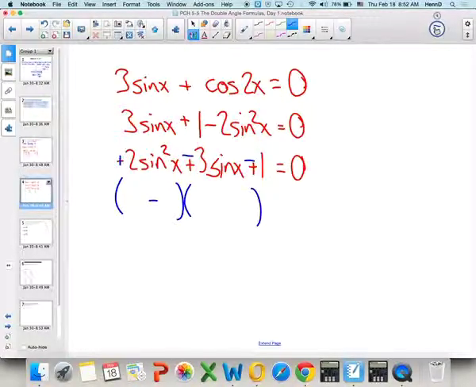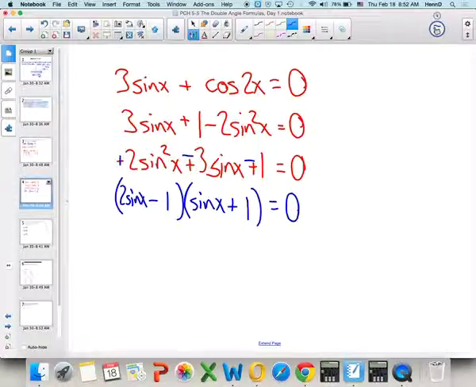I know it's going to be minus 1 and minus 1. And the only way to factor this is going to be 2 sine x and 1 sine x. Alright, let's just double check to make sure this does give us the right thing. The last number, the 1, has a minus in front of it.